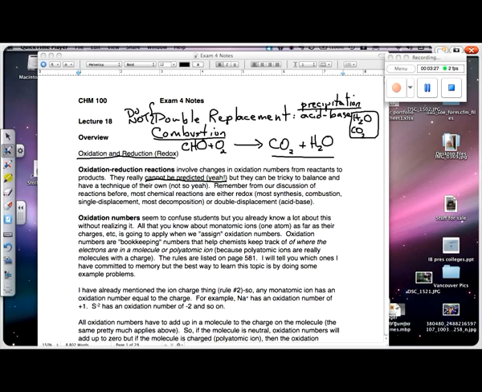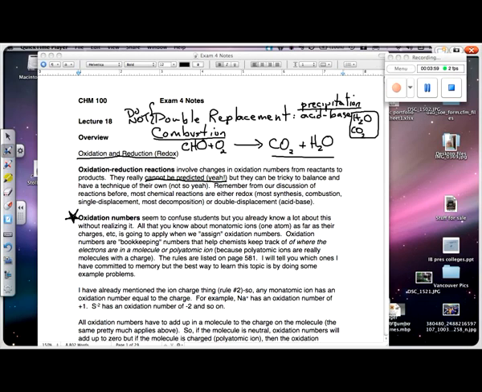Many of our reactions that we've talked about before are redox. Most synthesis, combustion, all single displacement, most decomposition are redox, whereas only your double displacement or your double replacement, your acid base and precipitation reactions are not. Now this is the key right here. And it seems to be the point whereby students find this material difficult.